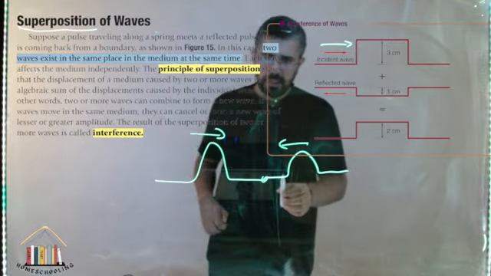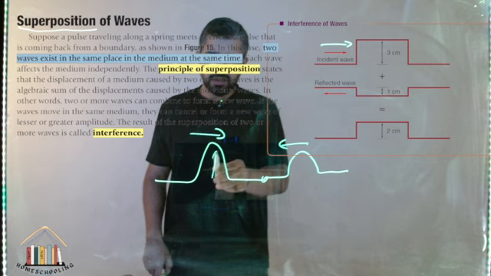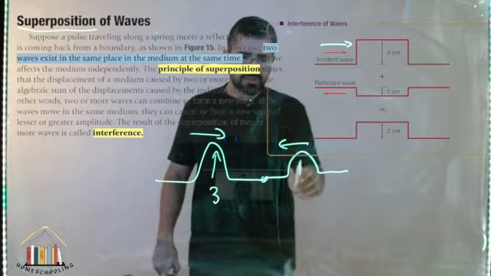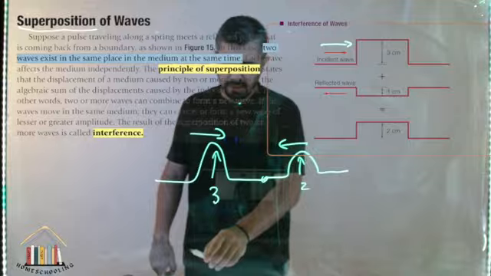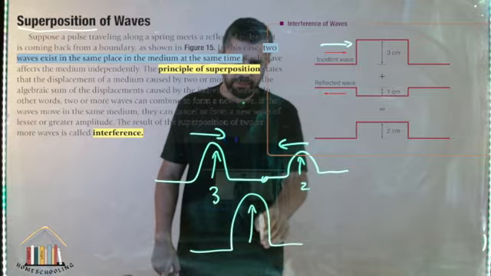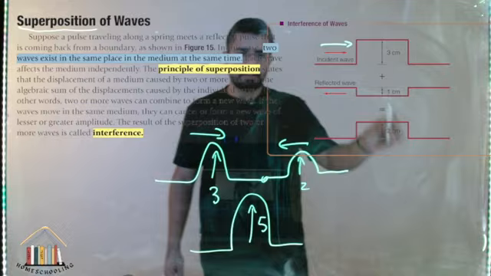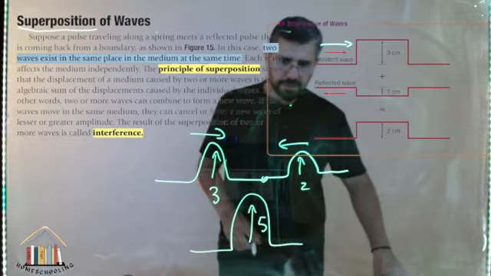So in this example, let's say the amplitude of the first one was 3. The amplitude of the second is 2. Because both of them were up, the resultant in this case will be a bigger wave, amplitude of 5.